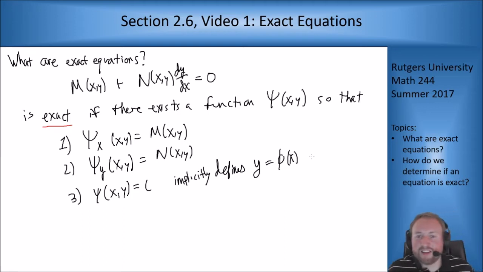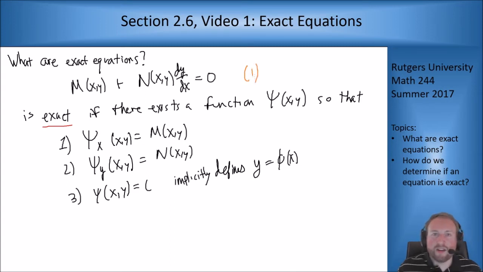So what does this last one mean? This last one means that it's not just like a vertical line, right? It means that at least nearby points that we care about, this defines y as a function of x. Really all we care about is that it's not vertical. So if there's a function psi that satisfies these three conditions, we call this equation 1 up here. We say that that ODE is exact if there is a function psi such that these three things are satisfied. The x partial is M, the y partial is N, and if you write psi of x, y equals a constant, that implicitly defines y as a function of x.